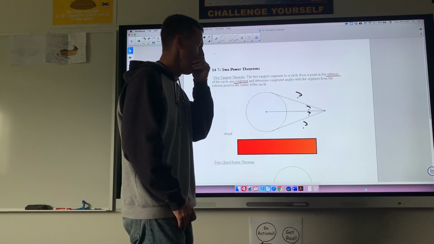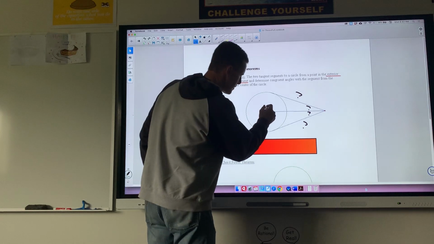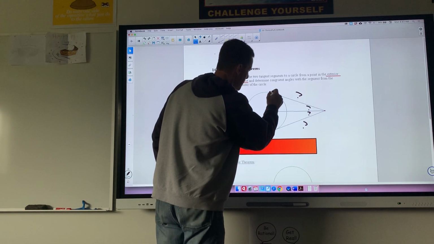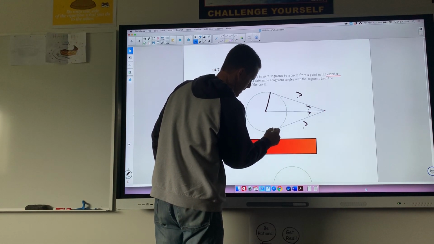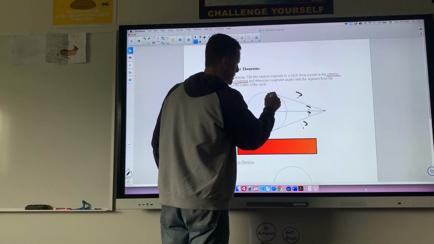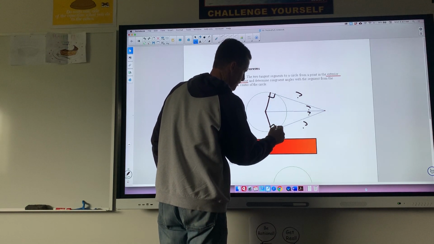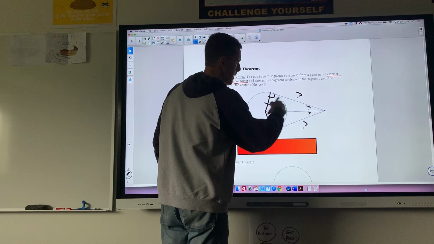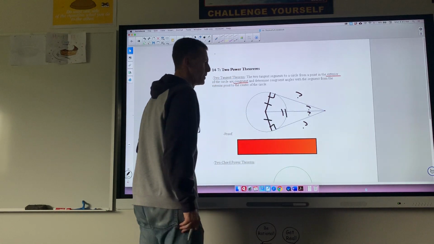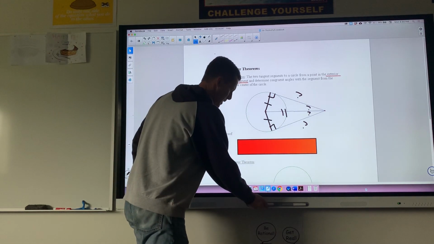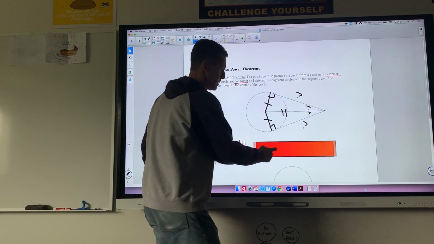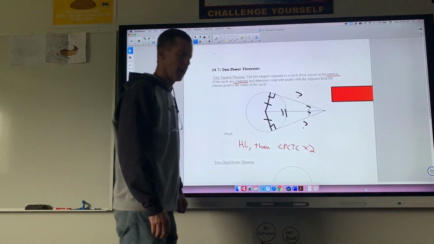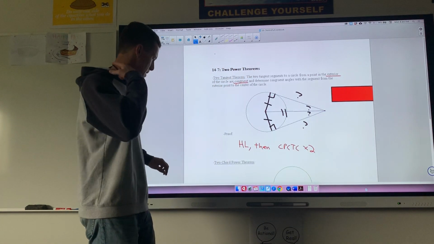So on this one, obviously we can put radii in, and these would be right angles. These are congruent, and then we have hypotenuse-leg. And then from that, it would be what? CPCTC, to show the angles congruent. Okay.